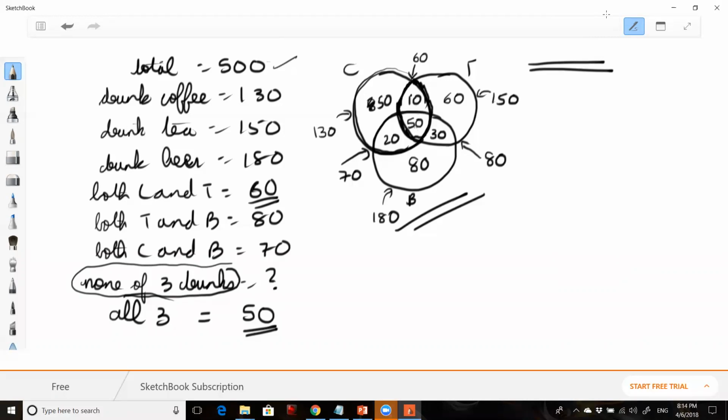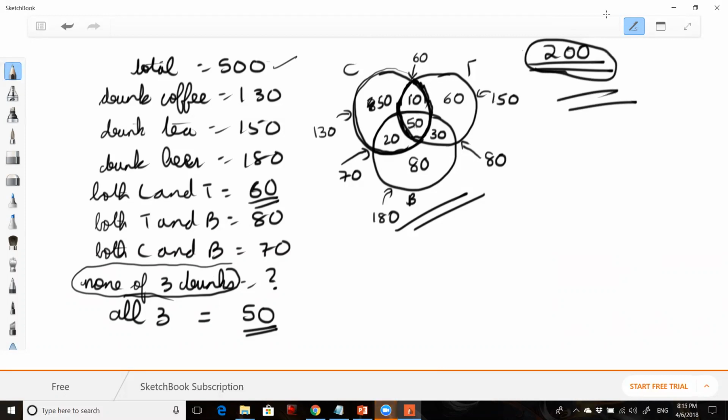So 50 plus 10 is 60. 60 plus 60 is 120. 120 plus 20 is 140. 140 plus 50 is 190. 190 plus 30 is 220. And 220 plus 80 is 300. So 300 people are totally in the three circles. I have a total of 500. So I need to have 200 outside the circles. And that's what the question asks you to find out.